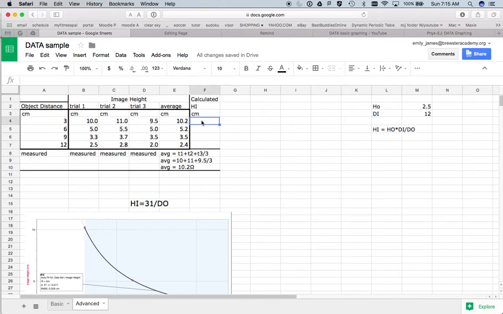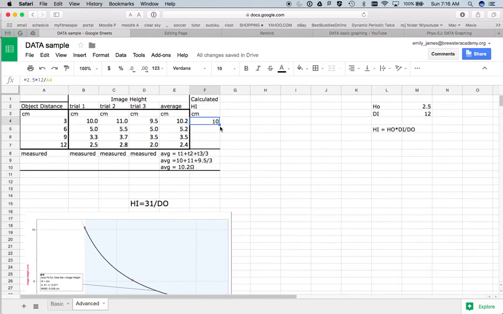So I'm going to use an Excel formula. The Excel formula says use HO, which is 2.5, times DI, which is 12, and divide it by DO, and I'm going to click here. Okay, the HO and the DI don't change, so I can just put those directly in my formula, but the object distance, I don't want to use the number 3, I just want to use that cell reference. So when I hit equals, shazam, there's the value.